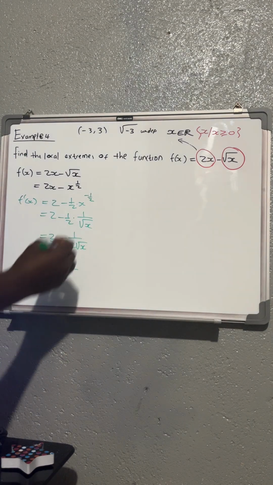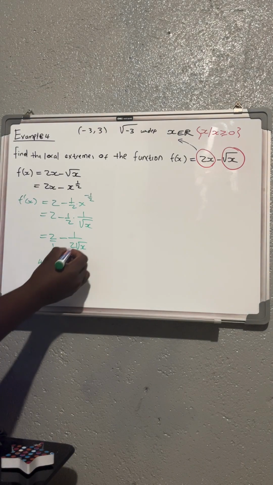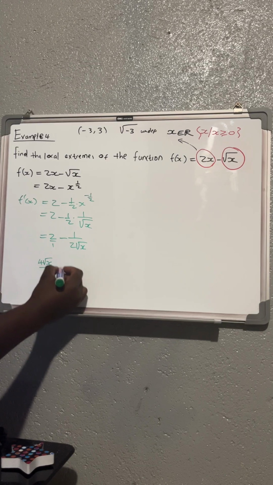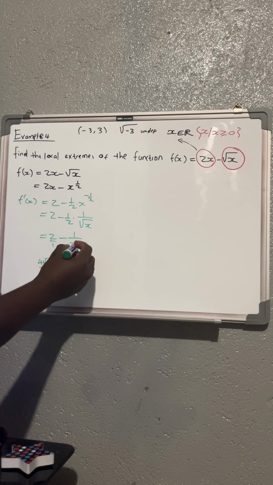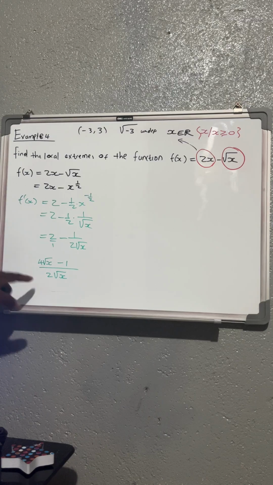Then we just multiply throughout. This multiplied by that, we're going to have 4 root of x. Then this multiplied by this gives us minus 1. So now we're working with a part that looks like this. That would be the final part that you have to work with. Each and every time you get a fraction that looks like this, remember that you have to work out the two parts separately, the top and the bottom.